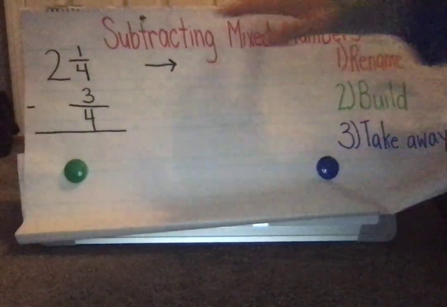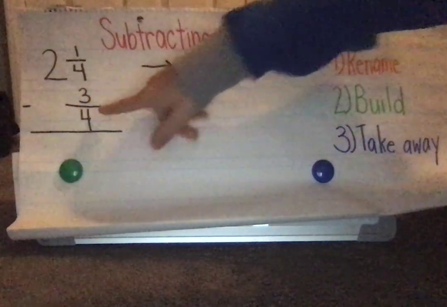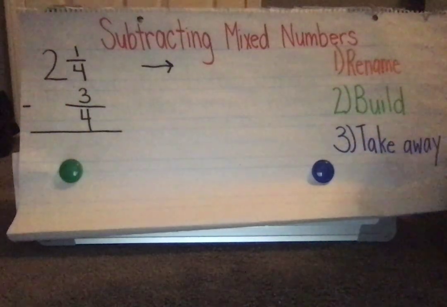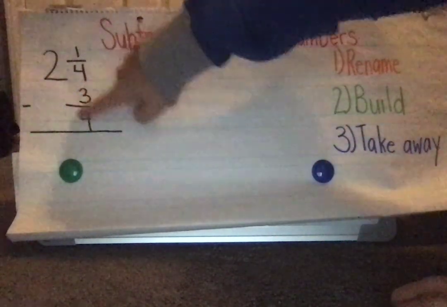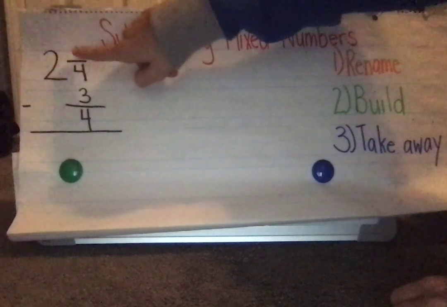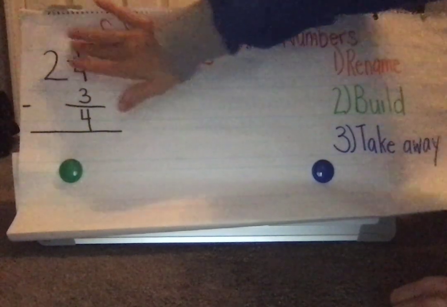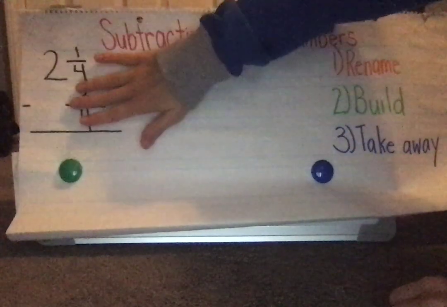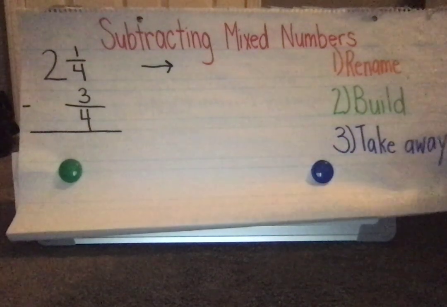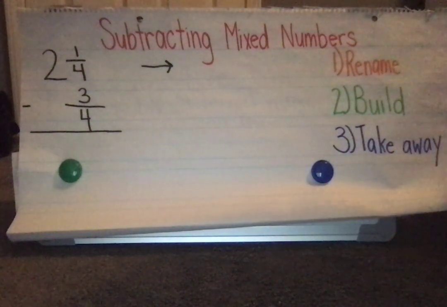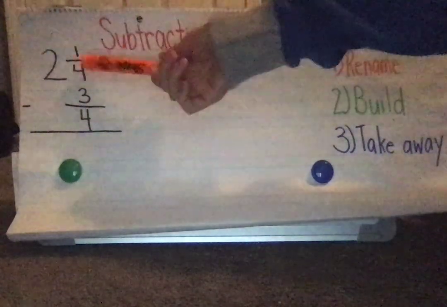All right, so subtracting mixed numbers. 2 1/4 minus 3/4. I'm noticing right away that I can't take 3/4 away from 1/4. So I need to do something to my 2 1/4 to make this problem possible. So on my right side here, I have the 3 important steps you have to take in order to solve this type of problem. And step 1 is to rename.